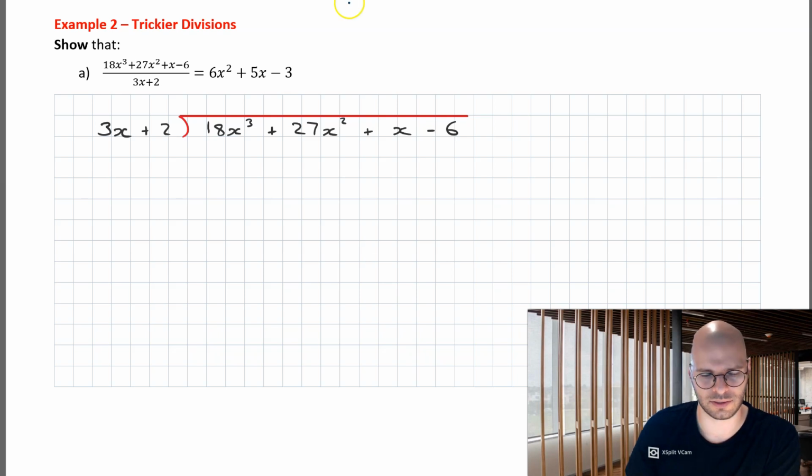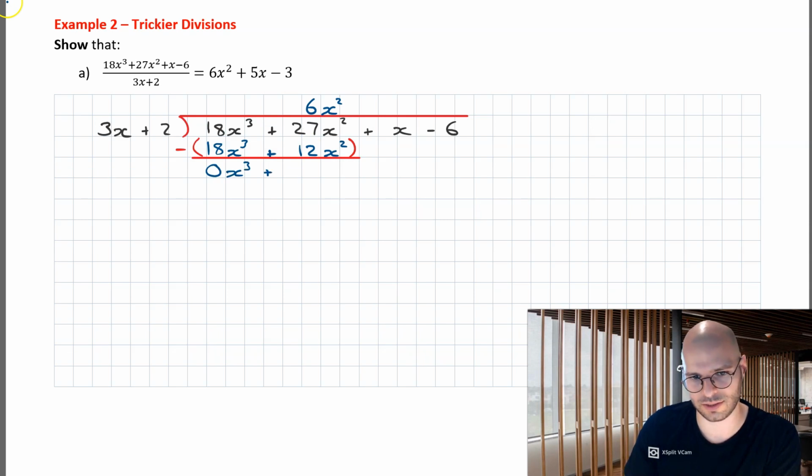Alright, applying the long division algorithm, we first look at our working expression, which is 18x cubed plus 27x squared, and we say, how can we make 3x look like 18x cubed? The way in which we do this is we're going to multiply 3 by 6 and then the x by x squared. This will give us 18x cubed plus 12x squared. Going for subtraction, we're going to get 0x cubed plus 27 take 12 is going to be 15x squared. Done. Build the expression by bringing down the plus x.